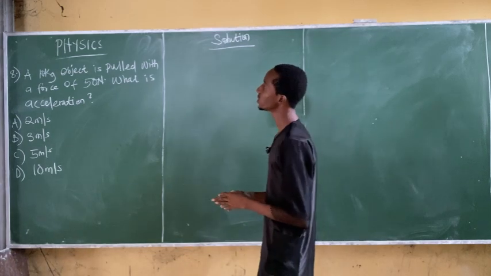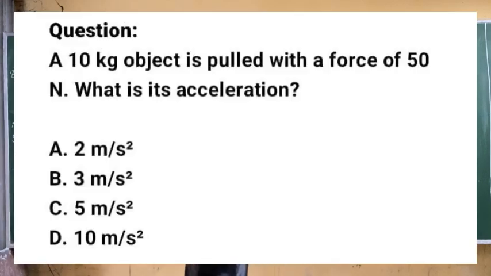Question 8 says, a 10 kg object is pulled with a force of 50 newtons. What is the acceleration? Option A, 2 meters per second. Option B, 3 meters per second. Option C, 5 meters per second. And option D, 10 meters per second.